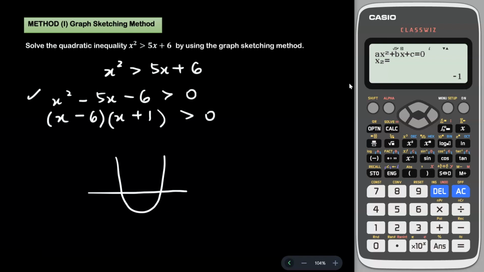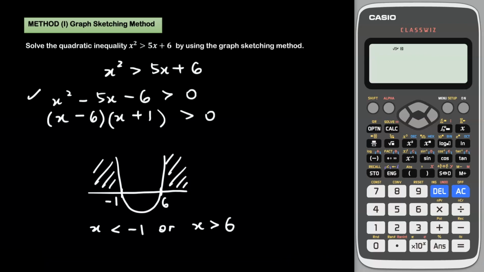Okay, so here, the first bracket, when x minus 6 equals 0, so here will be 6. And then when x plus 1 equals 0, here will be negative 1. Since x minus 6 bracket times x plus 1 is more than 0, the range of values is found from the parts of the graph that are above the x-axis, which is here and here. So therefore from the graph, the range of values of x is x less than negative 1 or x more than 6. And this is the answer.